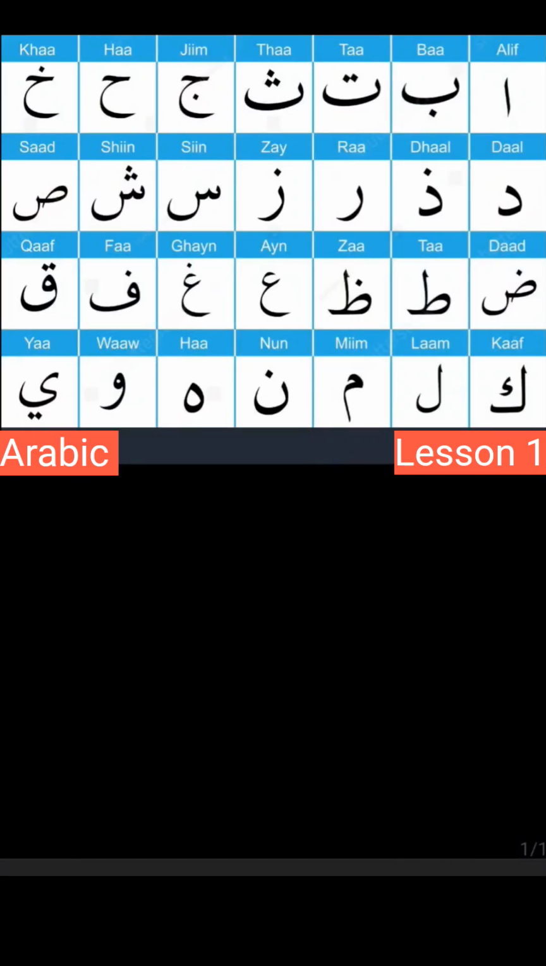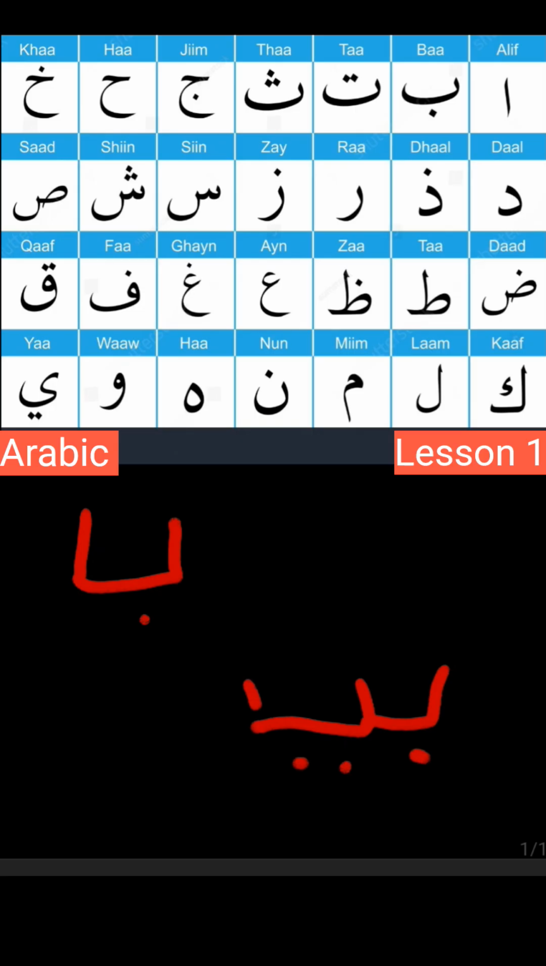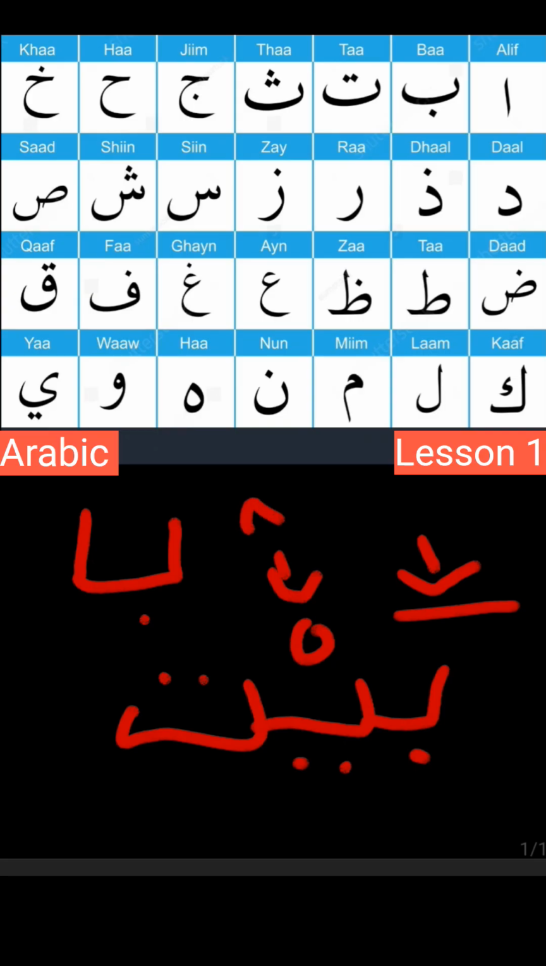Okay, let's say for the beginning, how ba looks in the beginning of a word. It looks like this. Let's use the word bait, for example. Bait means house. So this means bait, and just ignore these lines. I'll explain it when I'm explaining grammar. Those lines are basically the vowel signs. So this right here means no sound in Arabic.